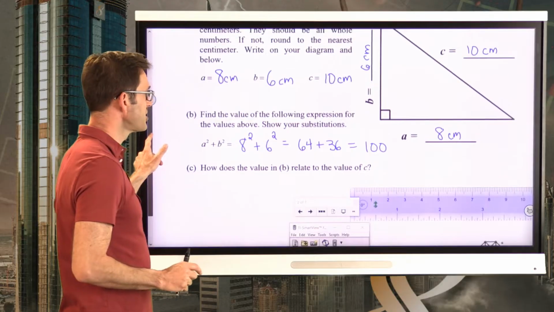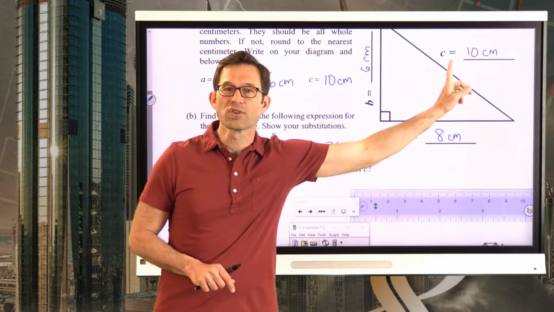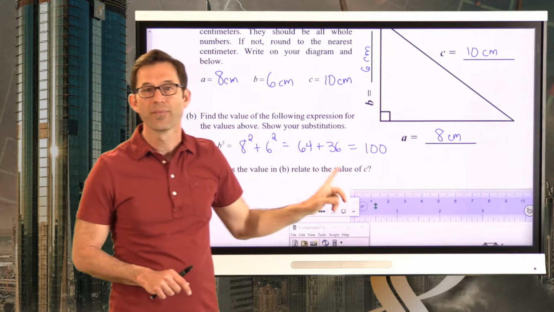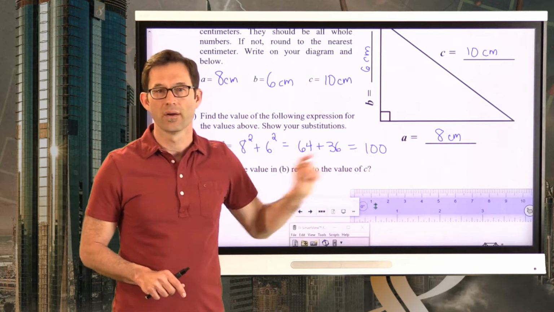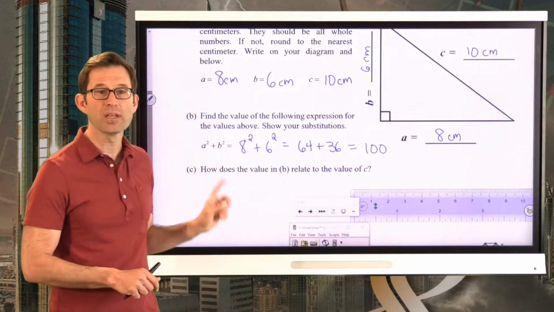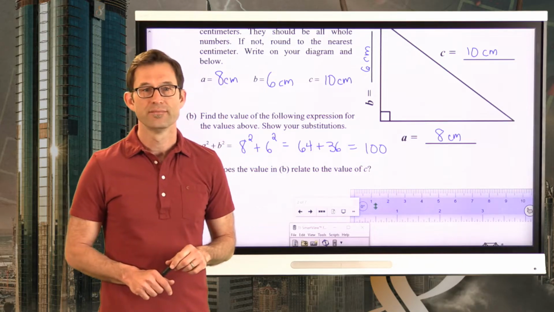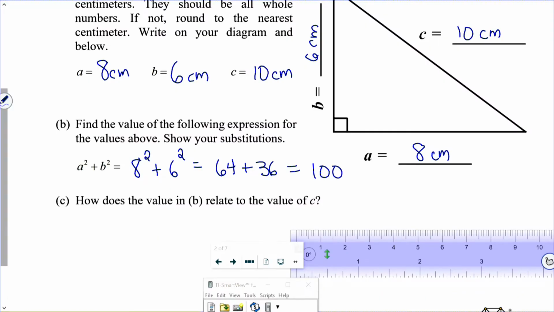Now, the final piece, and this is important, right? Letter C asks us, how does the value in B, that 100, relate to the value of C? So the question is, do you see any connection between the value of C and this answer right here, 100? Pause the video now and think about that a bit, especially in the context of this expression that we evaluated right here.